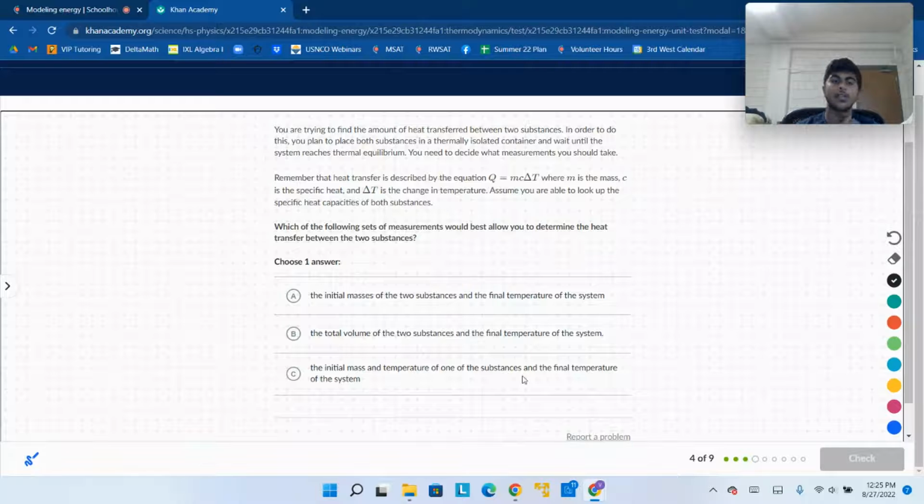Which of the following sets of measurements would best allow you to determine the heat transfer between the two substances? So we have A, the initial mass of the two substances and the final temperature of the system. B, the total volume of the two substances and the final temperature of the system. C, the initial mass and temperature of one of the substances and the final temperature of the system.